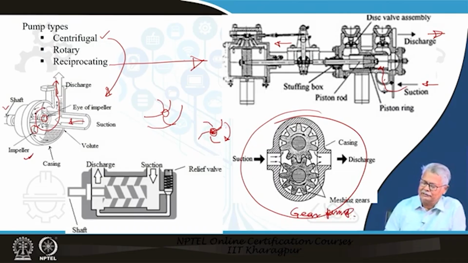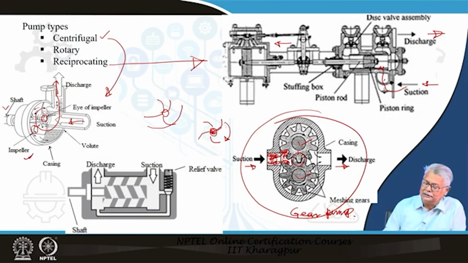What you normally have is two meshing gears, gear 1 and gear 2, which are meshing here in this range. Naturally it is within a casing, and the suction is from here and the discharge is from here. The liquid comes in and fills it up. Naturally, this will be all filled up with the liquid which is coming from the flooded suction.